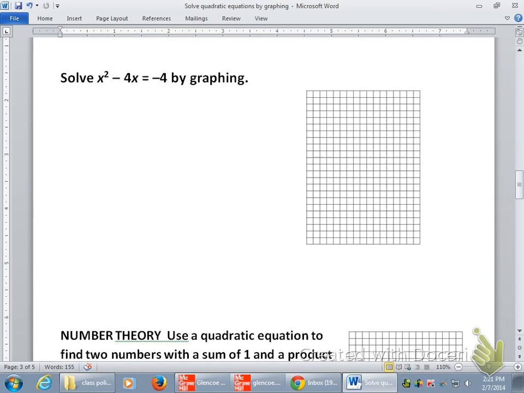All right, so someone said put the 4 on the other side. I agree. We're going to have to put the 4 on the other side, get rid of that. It'll give us x squared minus 4x plus 4 equals 0. How come that's the way I want to graph this?